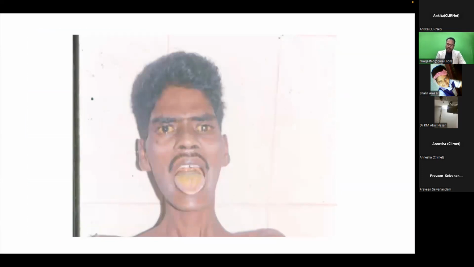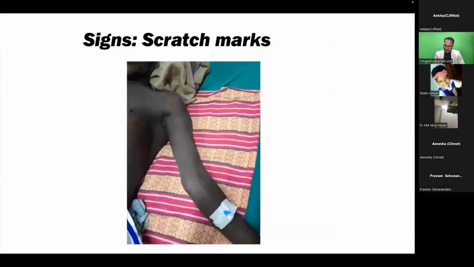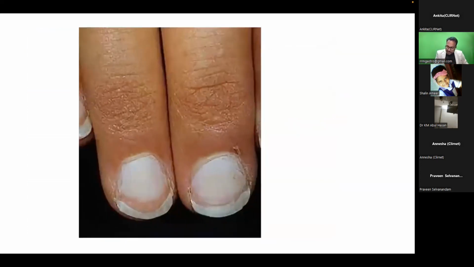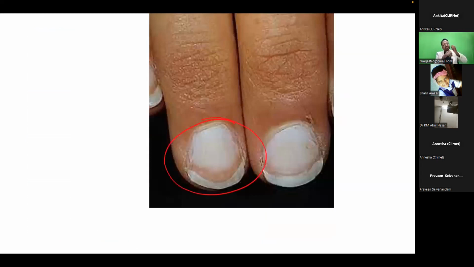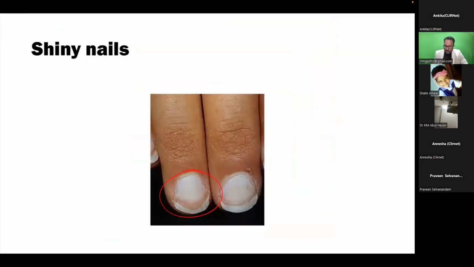So you should note that. And you should examine for yellowness in the eyeball, and also actually examine the under surface of the tongue. You should examine the body for scratch marks. As I told you, they will have itching, so because of continuous itching, they will have scratch marks all over the body. And because of continuous rubbing, the nails which are rough will become shiny. So shiny nails are seen in obstructive jaundice patients. Please remember, these are very important clinical findings.